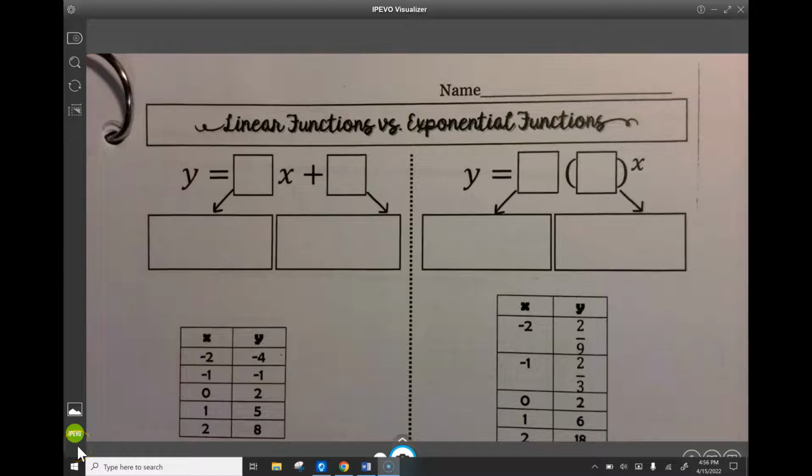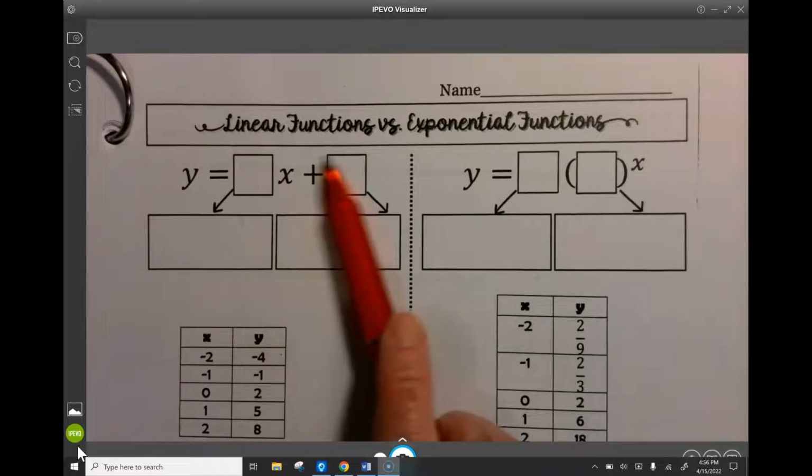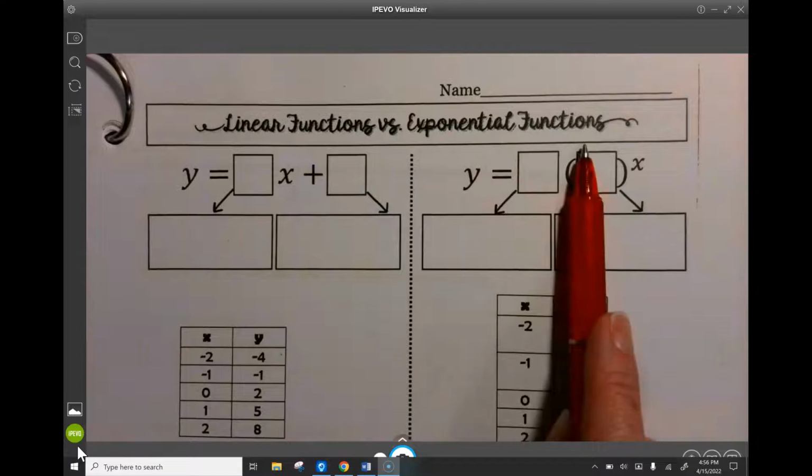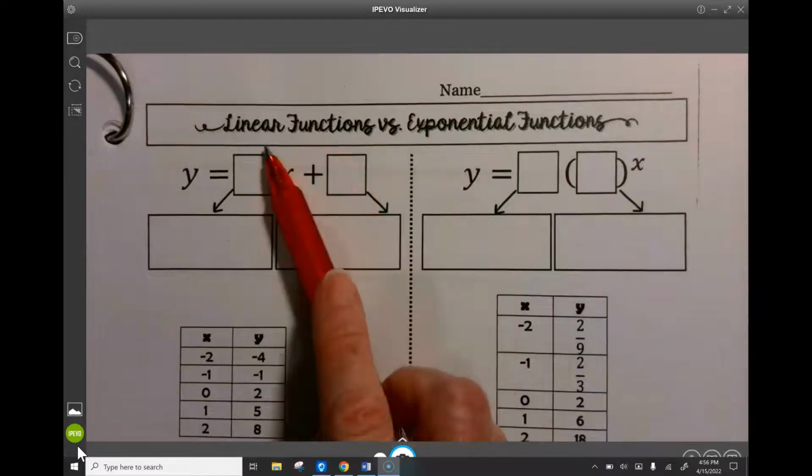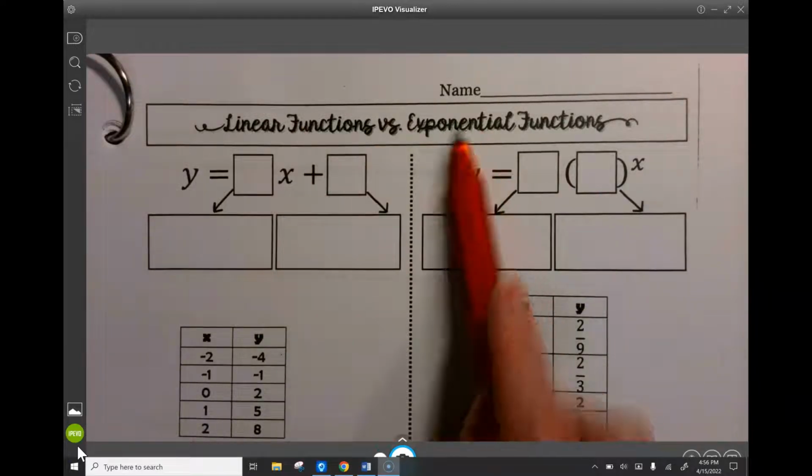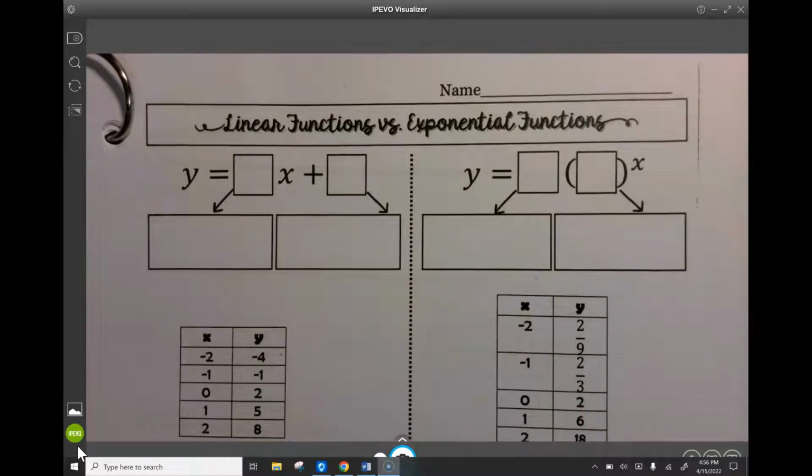So this lesson is about linear functions versus exponential functions. It almost sounds like they should be superheroes, and linear is competing against exponential. But we're not actually competing. We're just looking at the differences and the similarities among them.